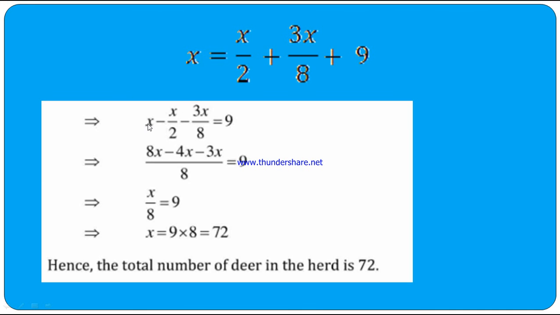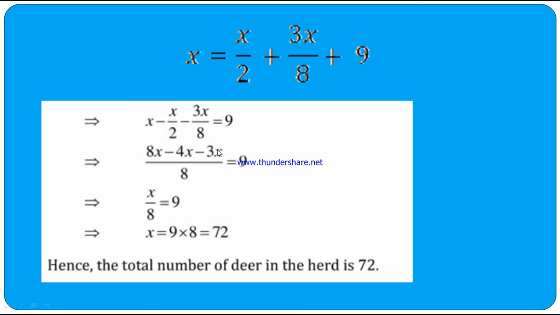With that factor you multiply x: 8x. Minus, here the denominator is 2. With 2, what is to be multiplied to get 8? 4, since 2 fours are 8. With that factor 4, you multiply the second numerator: 4 into x, 4x, so minus 4x. Then again minus. With 8, what is to be multiplied to get 8? 1. So multiply the numerator 3x by 1 and you get 3x.